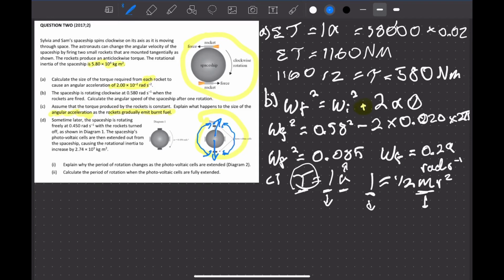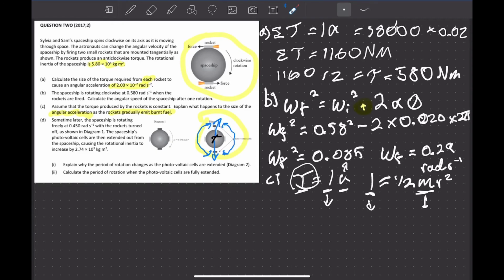So, explain why the period of rotation changes as the voltaic cells are extended in diagram 2. Okay, so as we discussed, as the mass moves further from the center of rotation, because the center of rotation would have been previously the center of our spaceship, as we deploy those voltaic cells outward, the distribution of mass is moving away from our center of rotation. This causes the rotational inertia to increase.